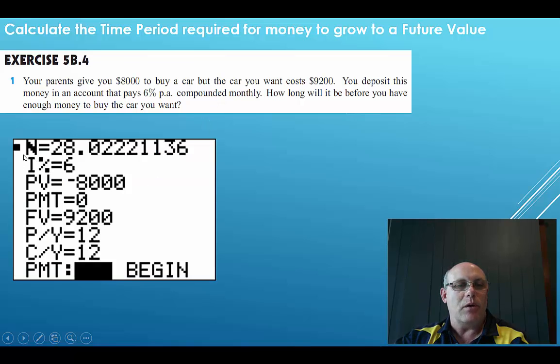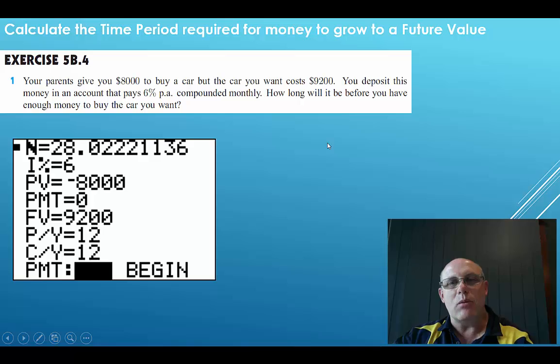Well, so we're going to work out N. So we know I is 6. We know we're going to put 8,000 in, so that's going to be minus 8,000. Future value is going to be 9,200, and we're doing 12 payments per year. So therefore, we go up to N, press our alpha button, enter. That works out to be 28 payments. So that's about 2 1/3 of a year. All right, so it's going to take a while.